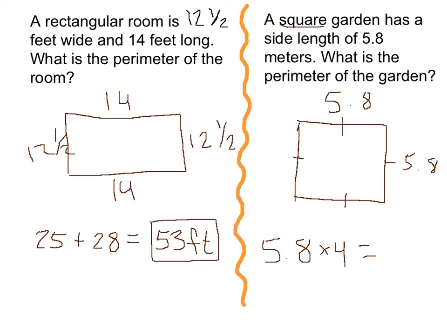And you can only do that in this case because it's a square and all the sides are the same length. So if you add up all the sides, or if you multiply by 4, you end up with 23.2 meters. That is your final answer.